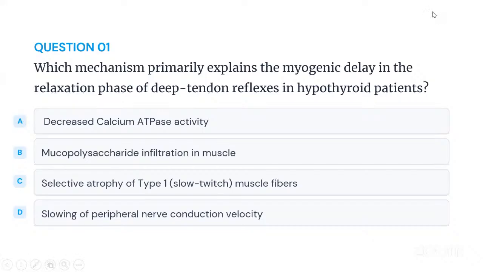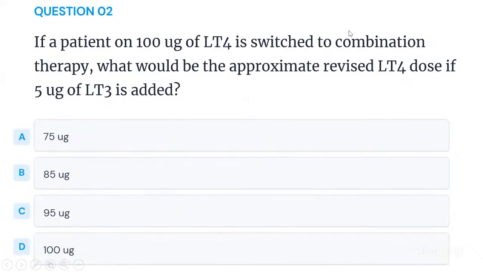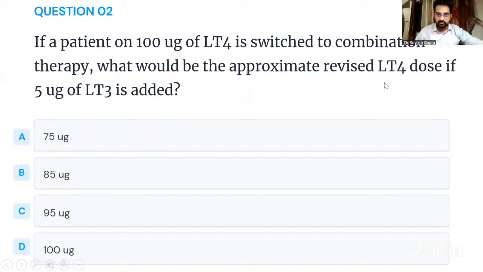So next question, sir. If a patient on 100 microgram of LT4 is switched to combination therapy, what would be the approximate revised LT4 dose if 5 microgram of LT3 is added? Is it A, 75 microgram, B, 85 microgram, C, 95 microgram, or D, 100 microgram?